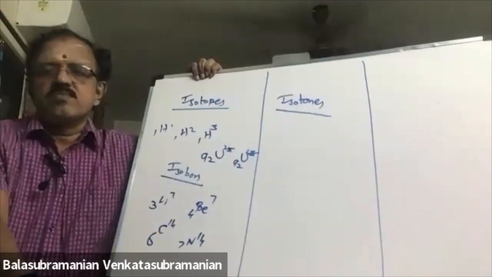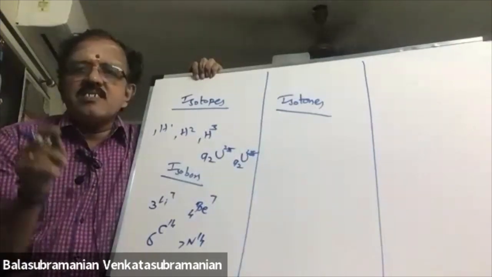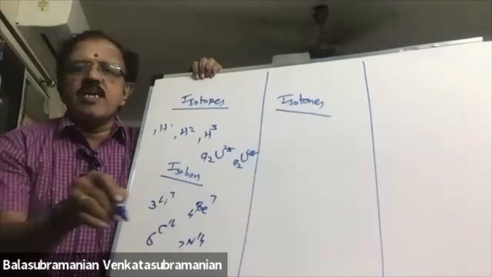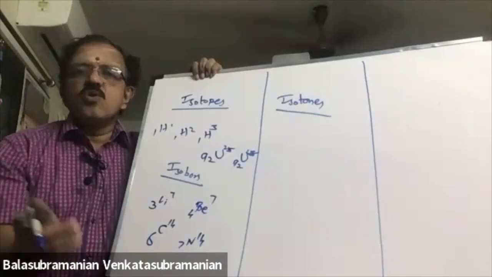Isotones. Two different elements having same number of neutrons. Neutron number is equal for both the elements. That is called isotones.